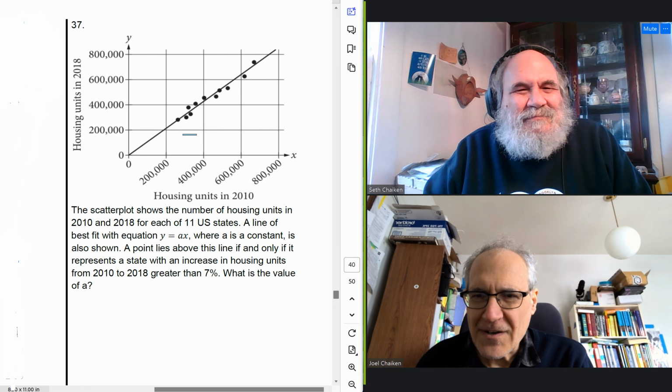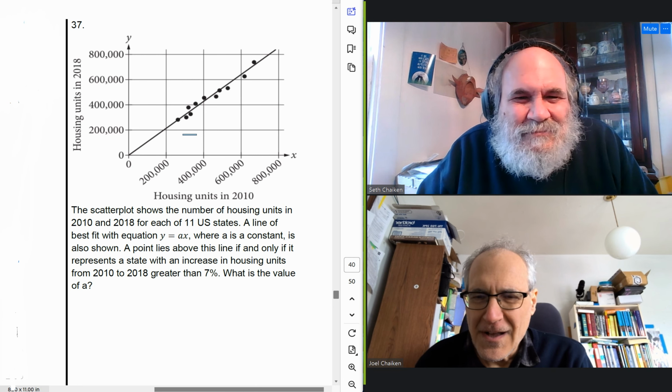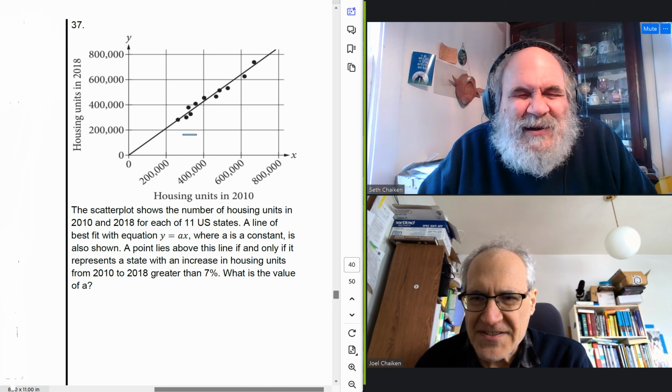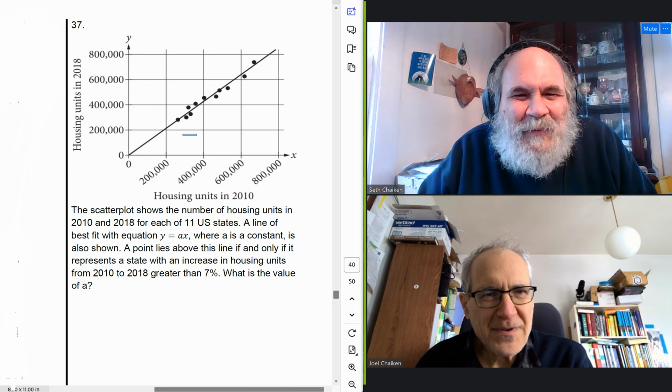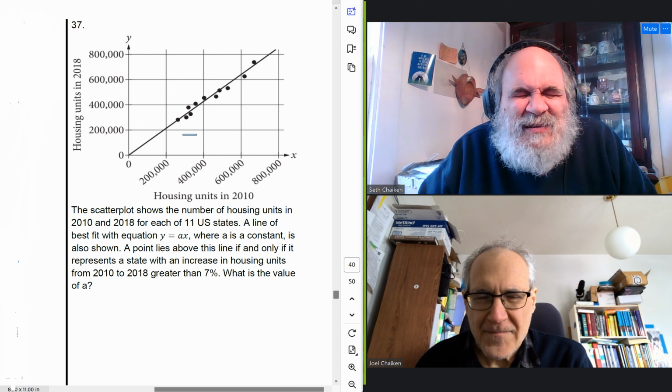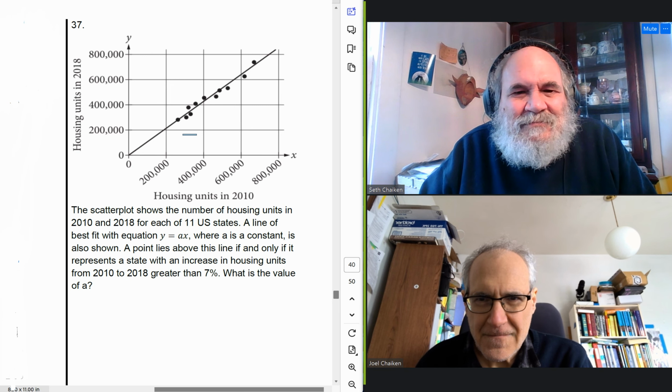Am I reading it wrong? Does that 7% have anything to do with the problem? Aren't they just asking us for the slope? Yeah, I think what they're getting at is that the slope is 1 plus 7%. Really? I think so.